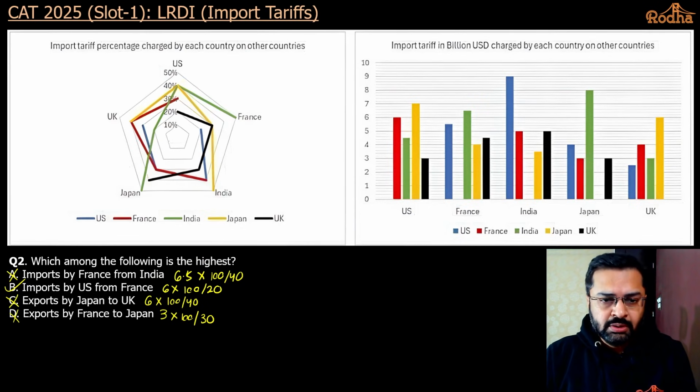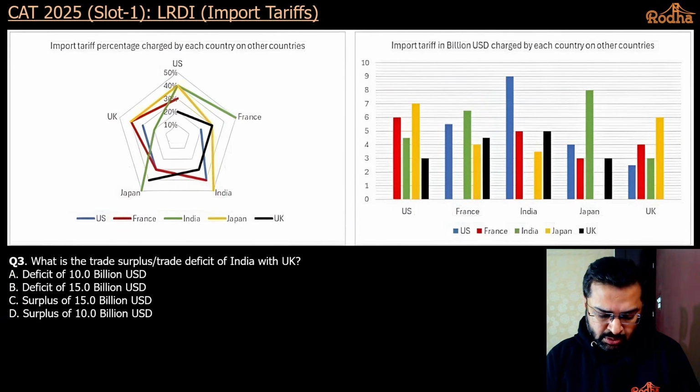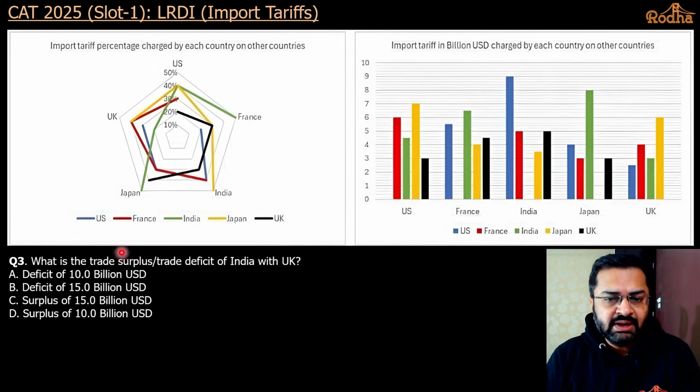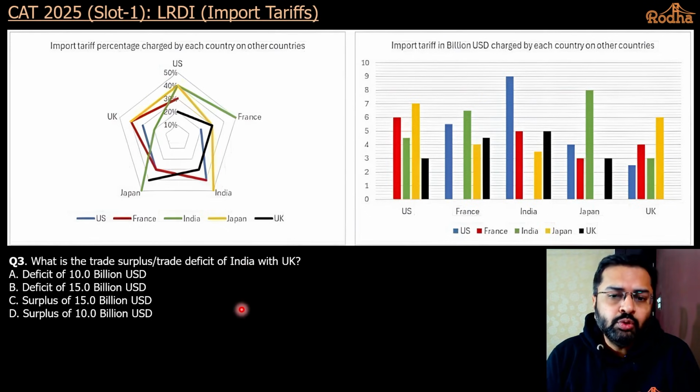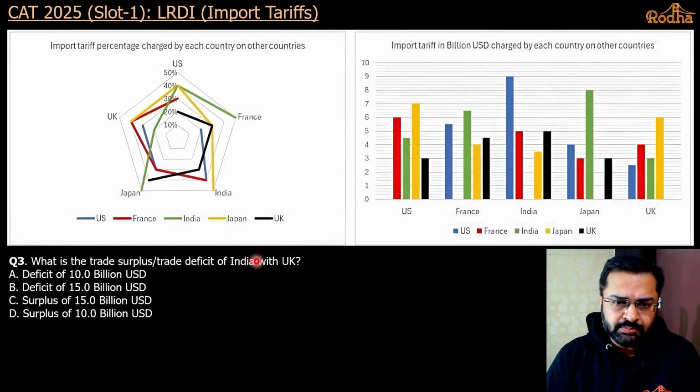Let me go to the next one. This is question number 3. What does it say now? What is the trade surplus or a trade deficit of India with UK? Fine. So we are talking about now in Indian terms. So if India imports more and exports less, then it will be a deficit. If India exports more and imports less, then there will be a surplus. So we are talking about India and UK. So let's talk about India as an importer.